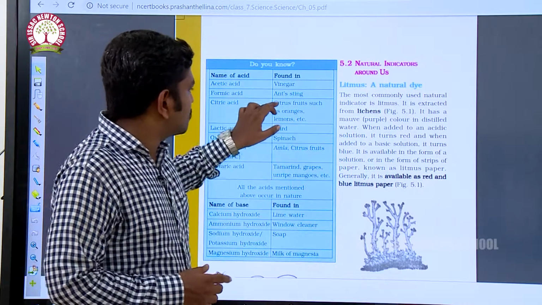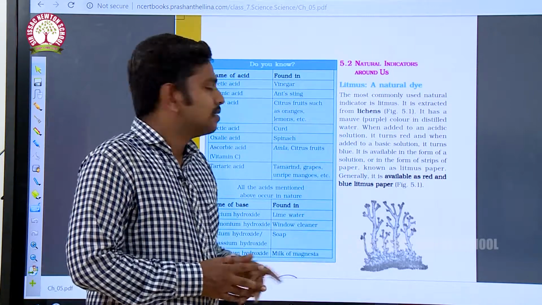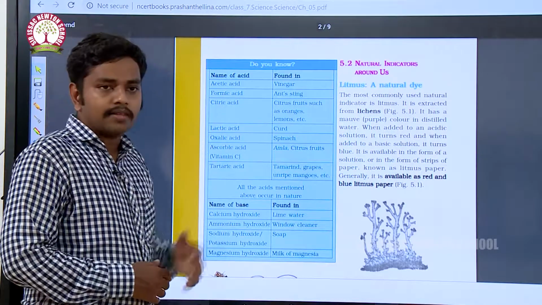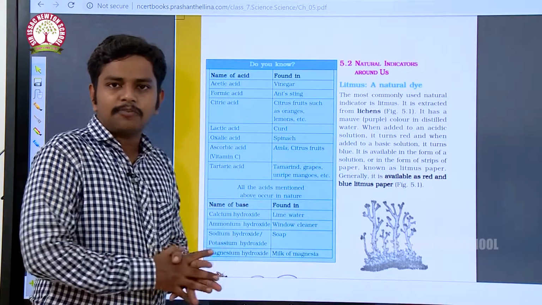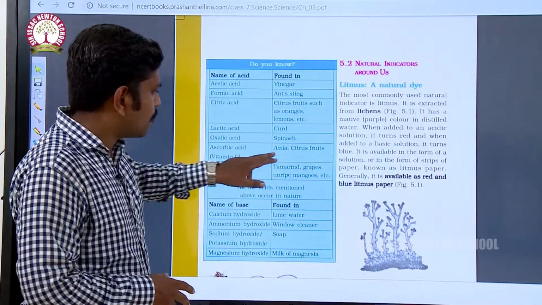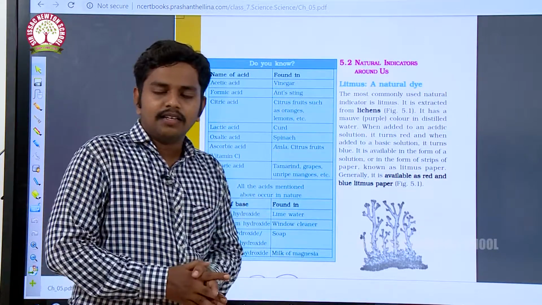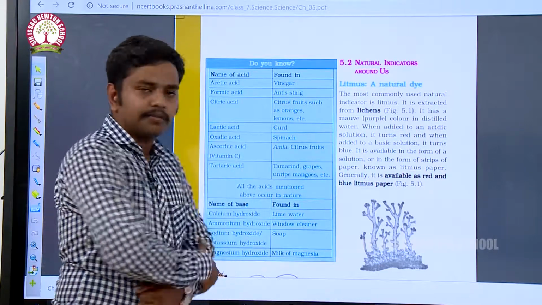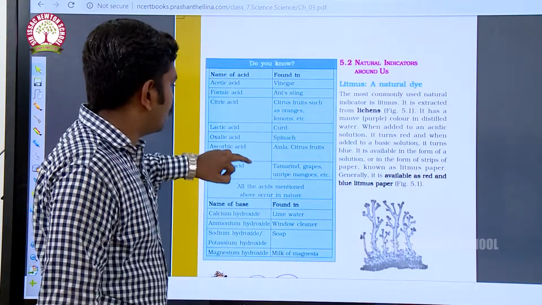Good. And citrus fruits like orange and lemon have citric acid. Curd has lactic acid. Spinach has oxalic acid. Not only spinach, tomato also has oxalic acid. And amla has ascorbic acid. Generally, ascorbic acid is also called vitamin C. It is very essential in our body also. And then, what about tamarind?